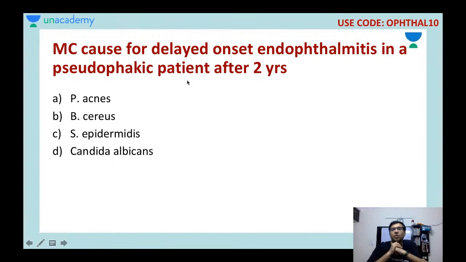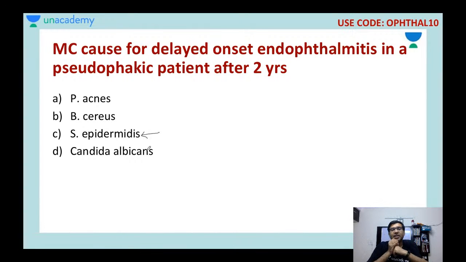Next question is the most common cause of delayed endophthalmitis in a pseudophakic patient after 2 years. So we did the surgery, and after 2 years endophthalmitis occurred. What can be the most common cause? Remember, endophthalmitis is most commonly seen after a cataract surgery, but it is usually seen around 2 to 7 days after a cataract surgery. The most common cause in these conditions is Staphylococcus epidermidis.